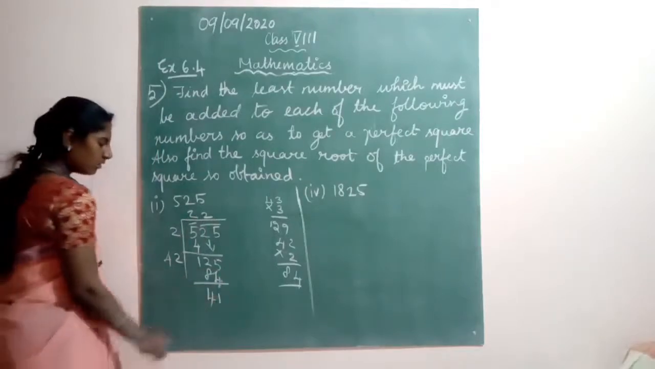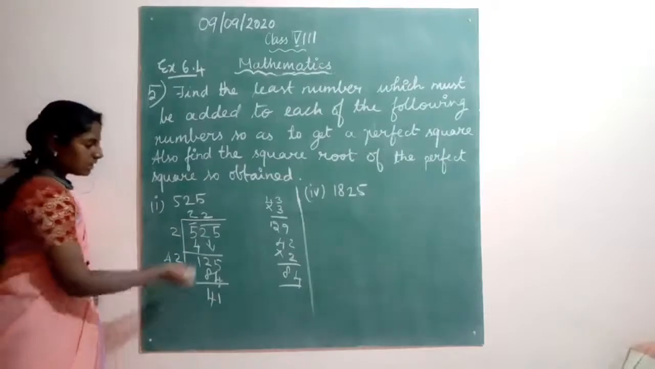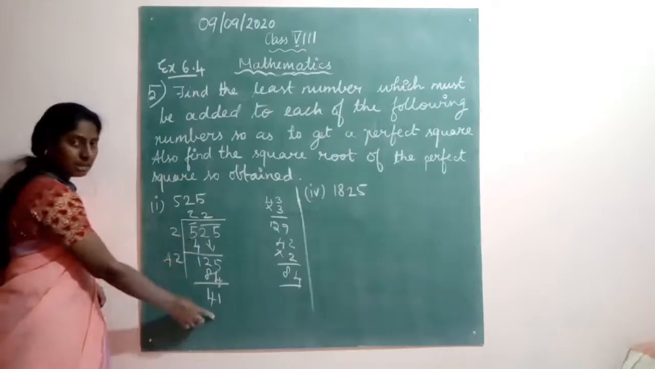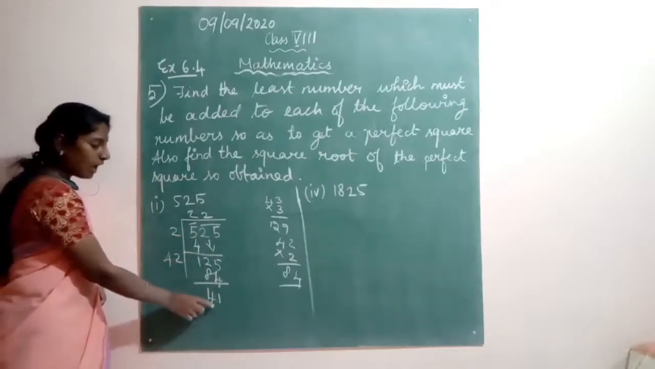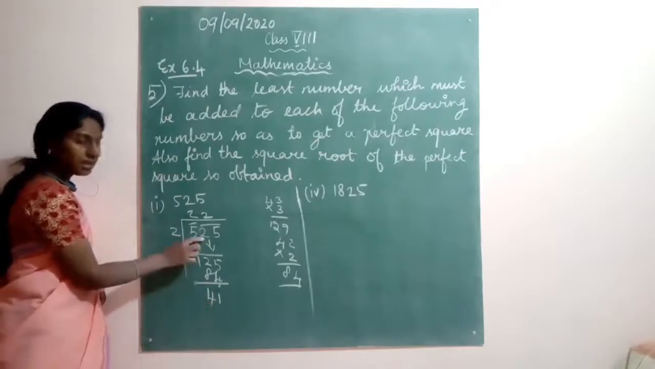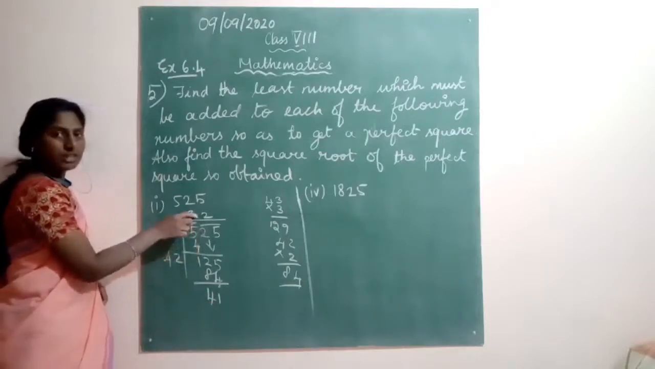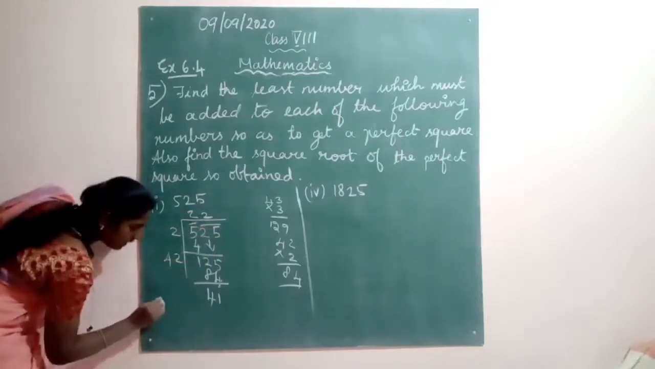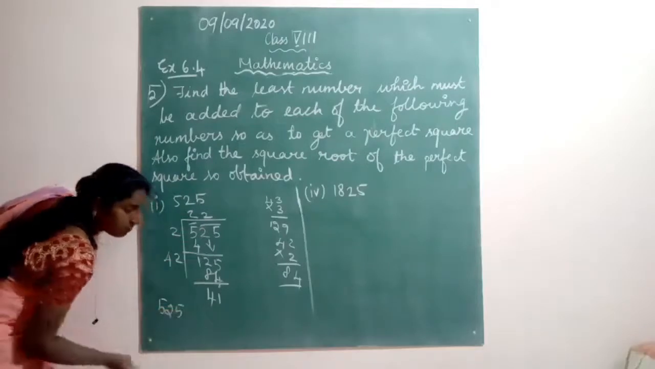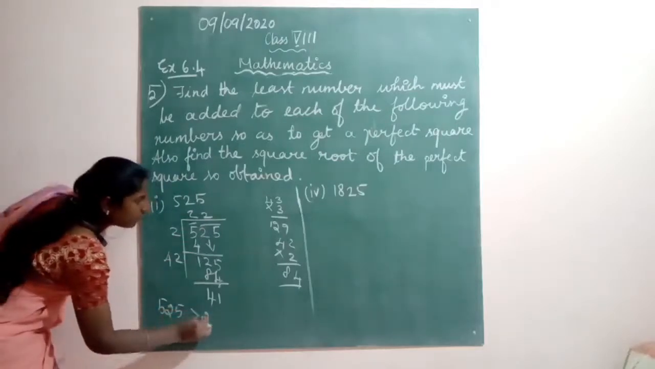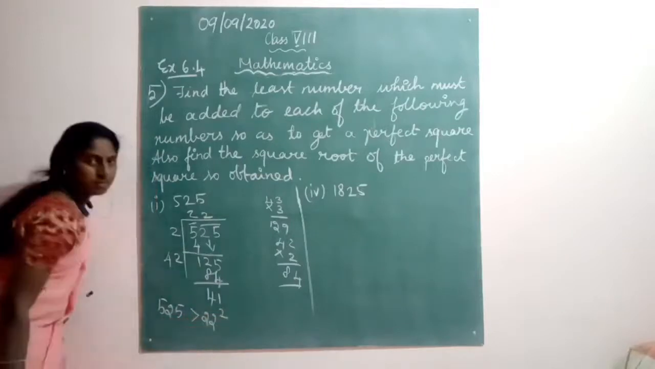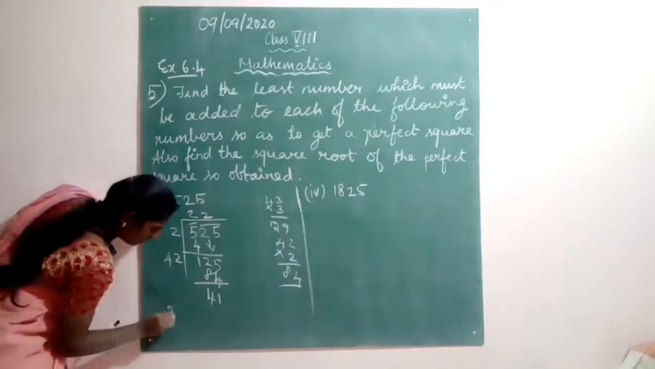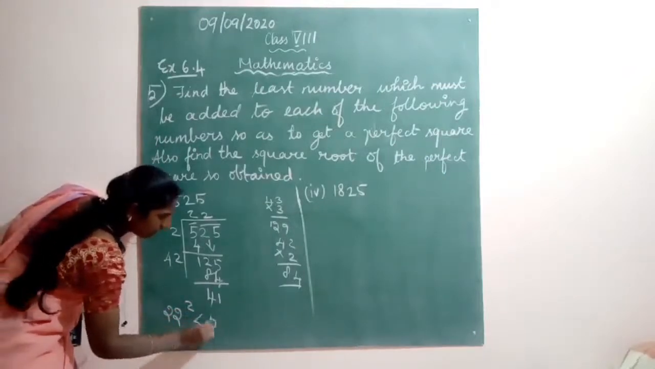If you subtract, what will you get? 41. That means 22 square is less than the given number, yes or no? Because the remaining is 41. If this 41 is subtracted here, only then you will get 22 as the square root. So 525 is greater than 22 square, or else you can write 22 square is less than 525.